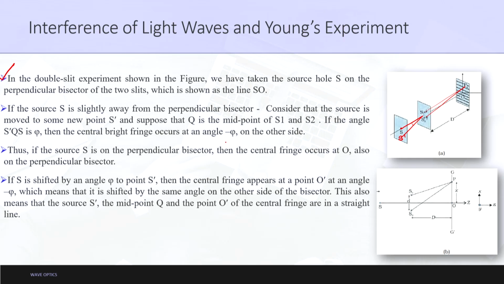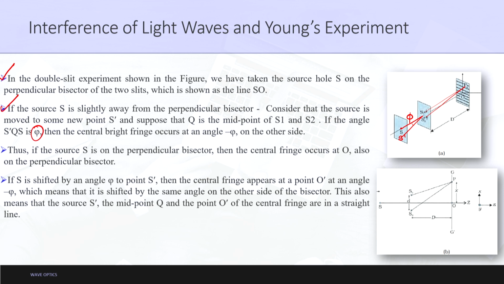So just explaining the line again. If the source S is slightly away from the perpendicular bisector, consider that the source is moved to a new point S dash, and suppose that Q is the midpoint of S1 and S2. If the angle S dash Q dash is phi, then the central bright fringe occurs at angle minus phi on the other side, either above or below.